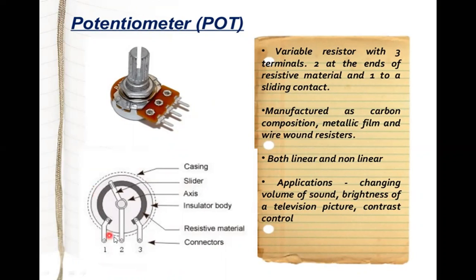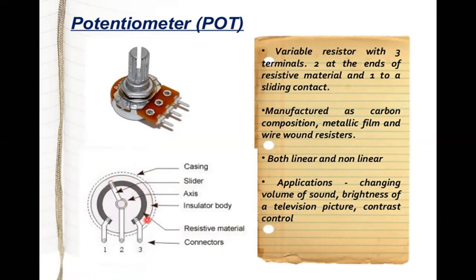Now you can see a physical diagram. This is the first contact, this is the second terminal, first terminal, second terminal, and this is a sliding contact. You can see that this is a slider. See here, this is a slider. So this is a casing, this is a slider. You can say this is an axis with an option of rotating it.